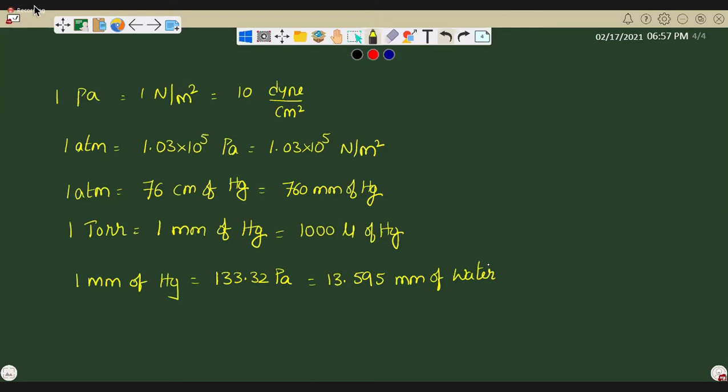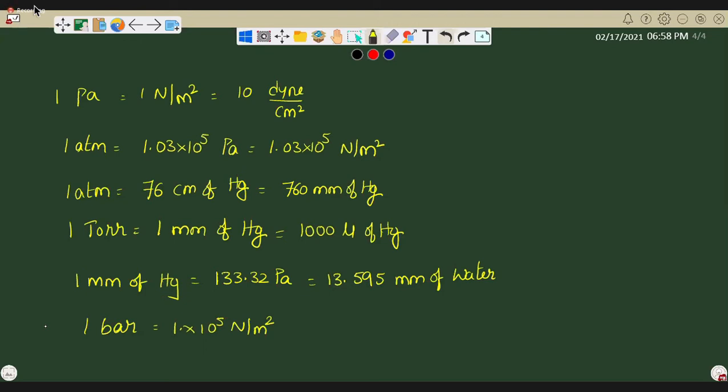One second. I think there is just one more thing, because I have to use bar as well. 1 bar is equal to, we'll take approximately 1 into 10 power 5 Newton per meter square. Clear?